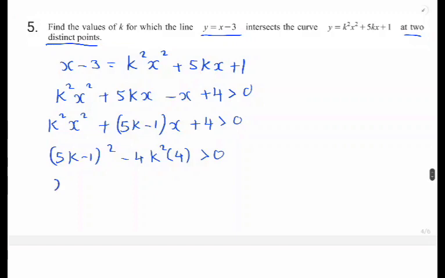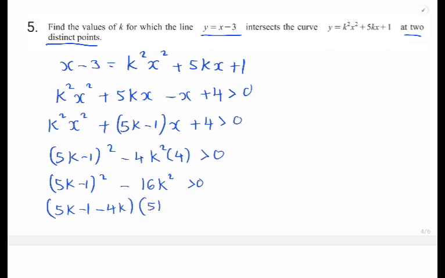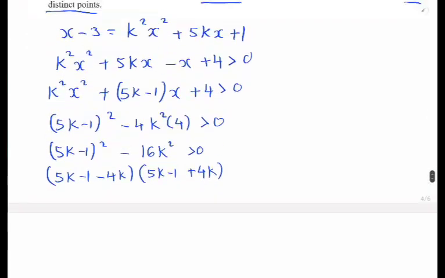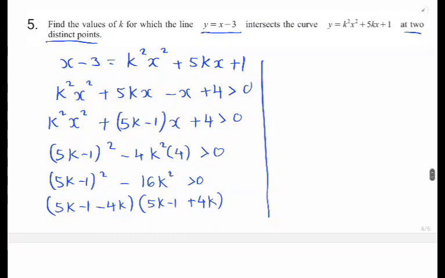Alright. So now this one is 25. Oh, actually you can see, you can factorize here easily. No point of expanding the whole thing. You can see 5k minus 1 squared minus 16k squared bigger than 0. So in this case, you can just factorize in this way. 4k, and then here 5k minus 1 plus 4k. Of course, if you want to use any other method, it is up to you, right? So let's see the next part.